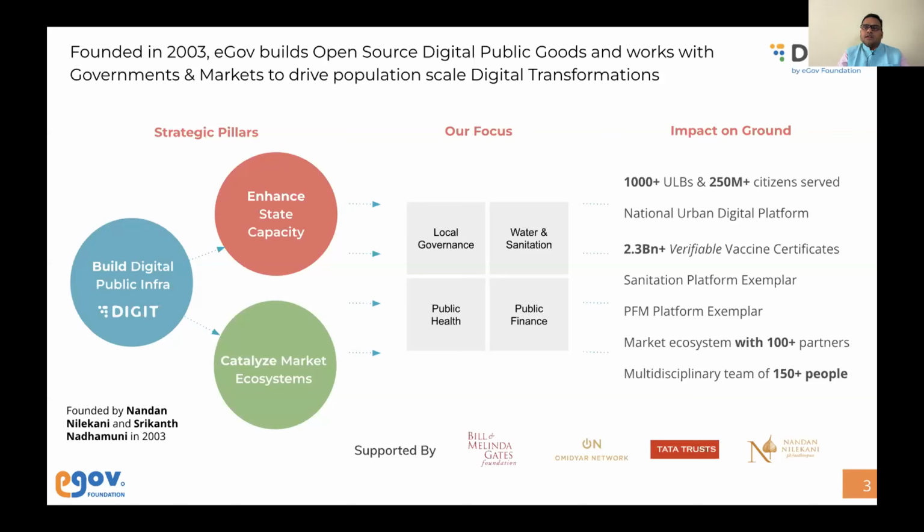And the vaccine verification platform that we've had, DIVOC, has issued more than 2.3 billion vaccine certificates over the course of the pandemic. So the idea is that we use these open source platforms to scale our impact. We've been doing that through some of the exemplars in different subnational contexts in India. And we also continue building market capacity, where we work with over 100 partners.